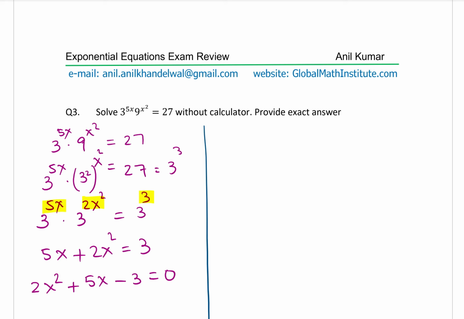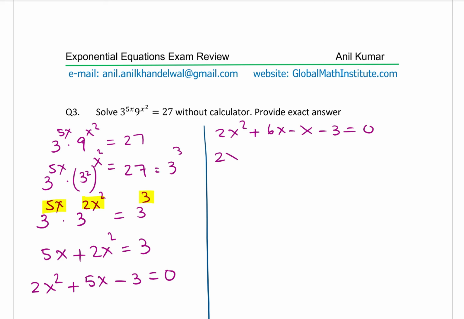So we could write the center term as we want 6, right? 2 times minus 3 is 6. So 6 and 1 can work for us. So we could write this as 2x squared plus 6x minus x minus 3 equals to 0.